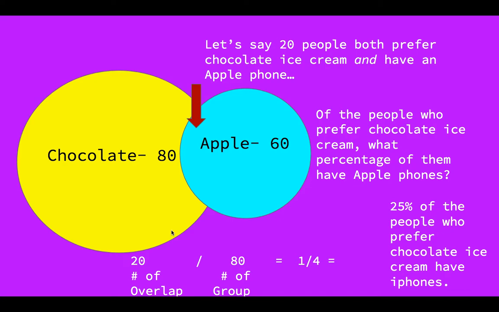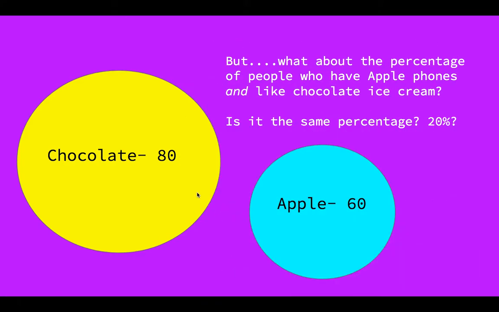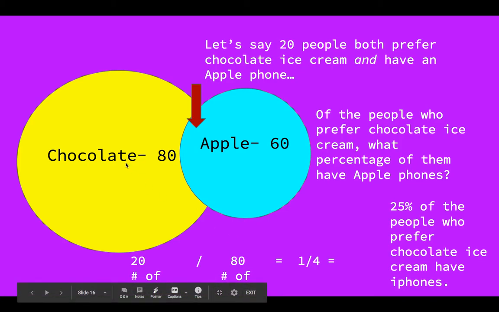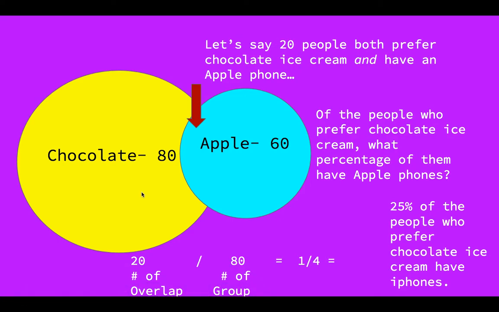20 people are part of the overlap, the number of people who like both chocolate ice cream and Apple iPhones. That's 20 out of the total group of people who like chocolate, which is 80. Okay, so 20 of the 80 people are in the category in the middle where they like both. 20 of the 80 people who like chocolate also have Apple phones.